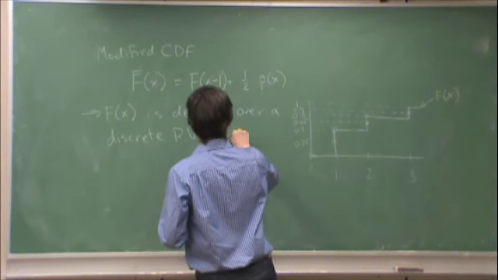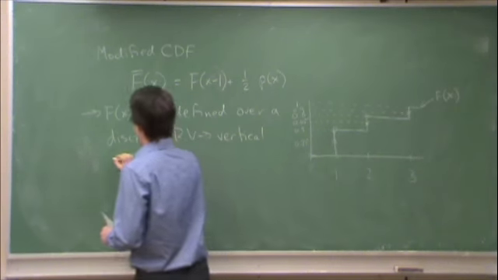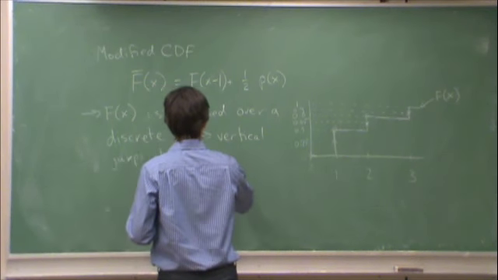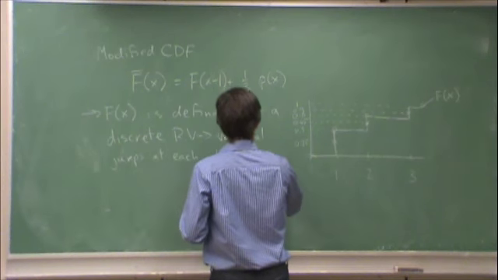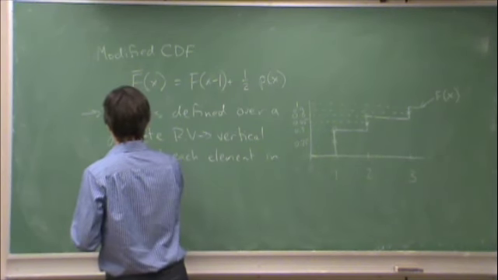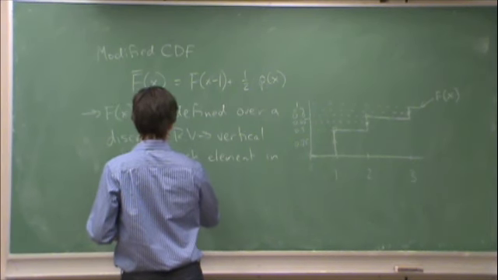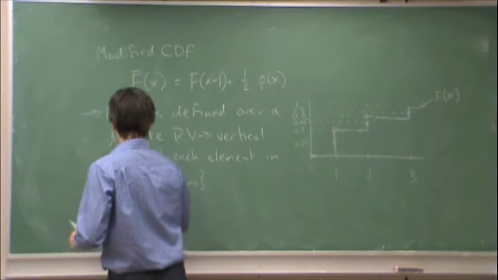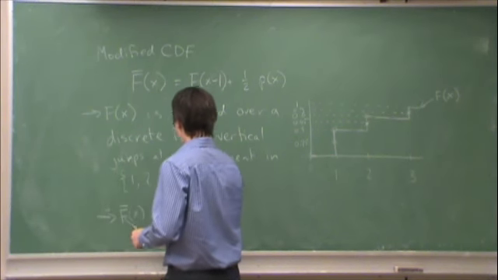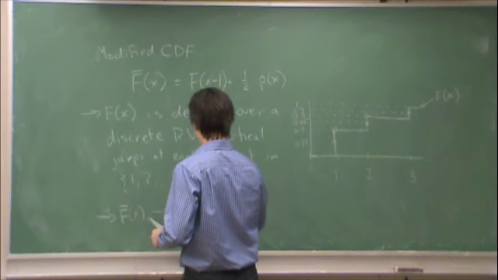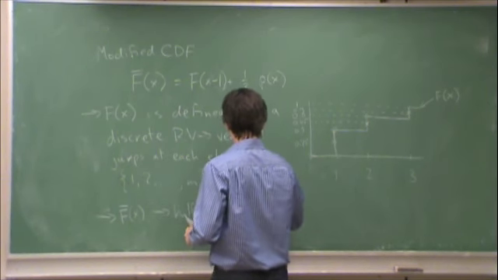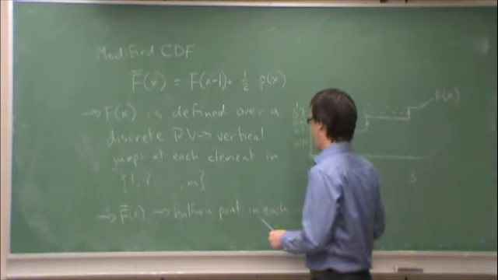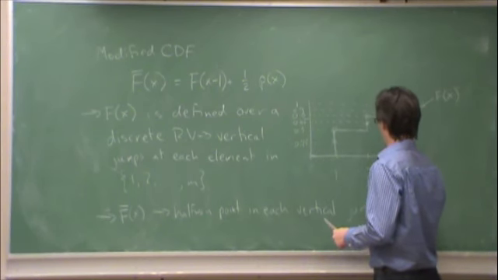Vertical jumps at each element in 1, 2, and so on up to m. So when f bar of x is the halfway point in each vertical jump, and we see that here.